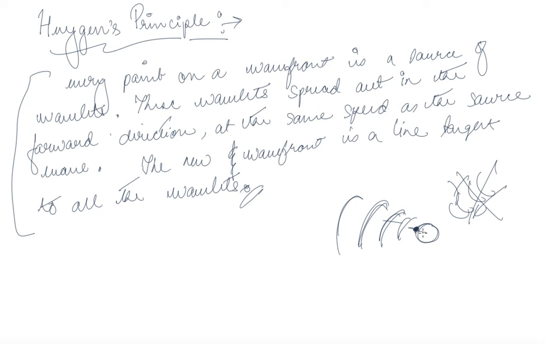So at what speed is this traveling? It creates other wavelets. Because of this source, it is creating other wavelets, and all of these wavelets are moving at the same speed as this. So the new wavefront is a line tangent to all the wavelets. If you look at here, if you draw this, it is tangent. So in a way, we can see that this is a line that is tangent to all the wavelets. So this was what Huygen's principle tells us about wavelets and wavefront.